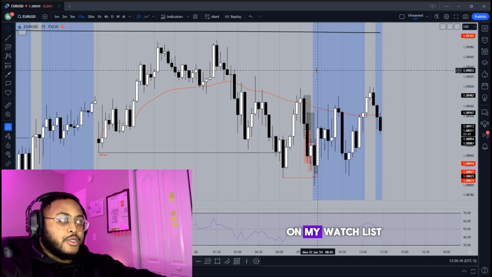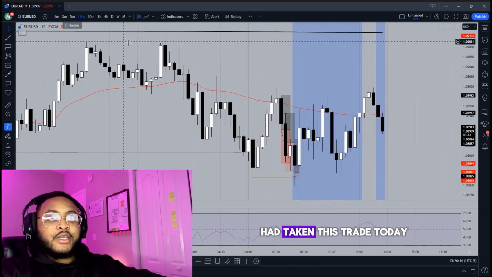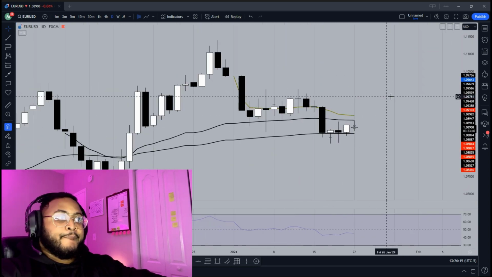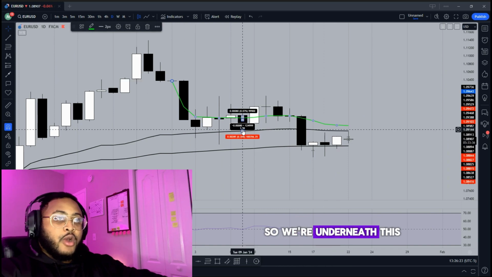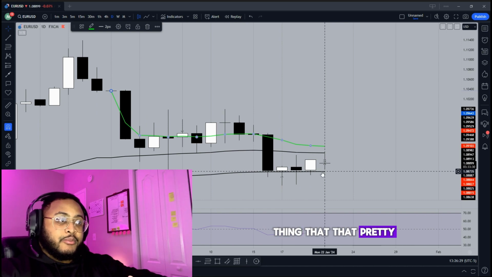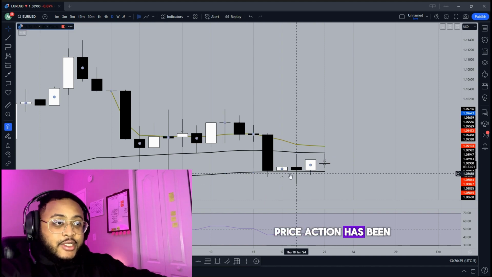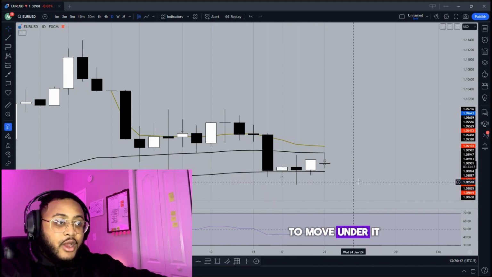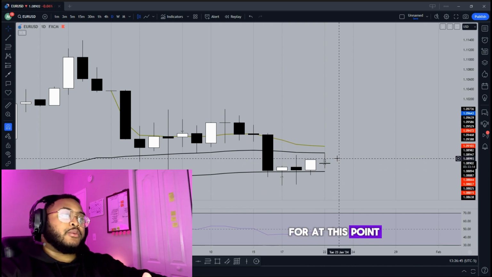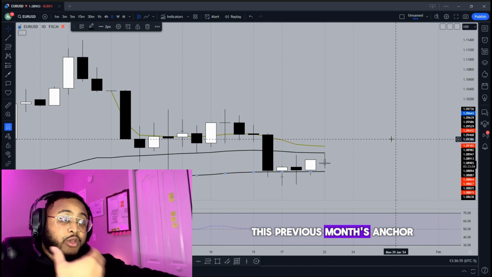So Euro USD wasn't on my watch list, but it was something that, if it had happened in the New York session, I would have definitely taken this trade today. So we're underneath this month's anchor VWAP, but the next main thing that pretty much sets an alert signal for me is that we have a previous month's anchor VWAP right below that, and as we see, price action has been basically rejecting it. We haven't been able to move under it. So what I'm looking for at this point is to see if price action could once again push towards it and I can get an entry going short before we touch this previous month's anchor VWAP.